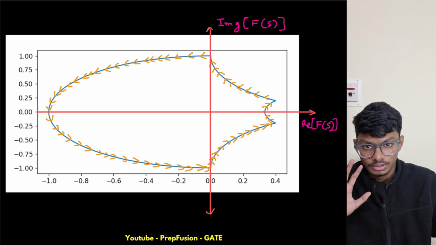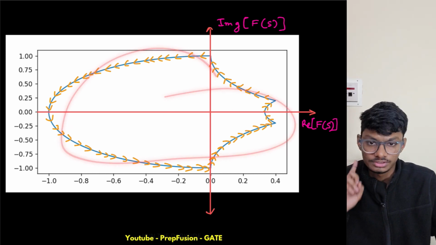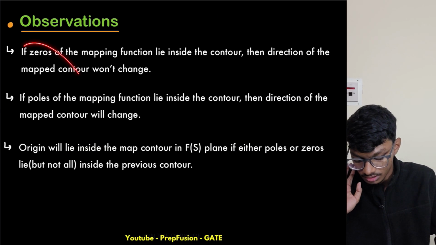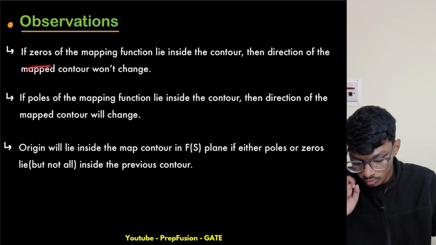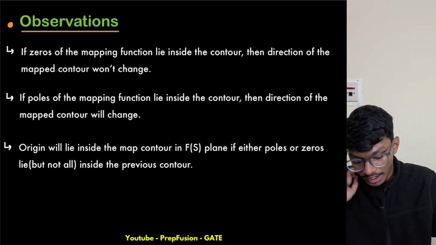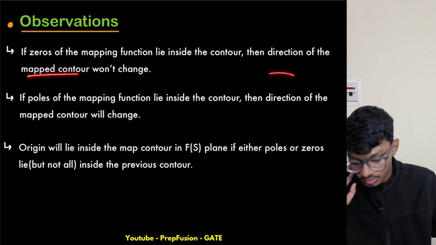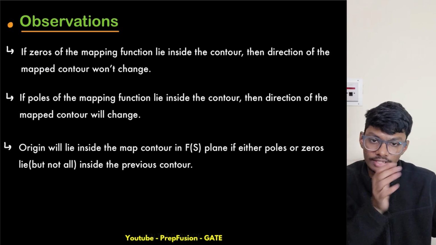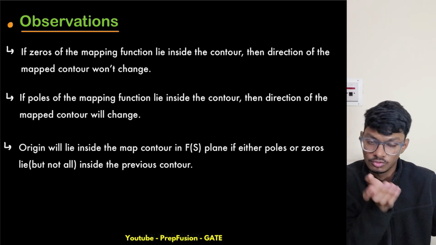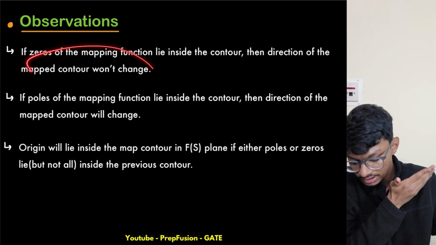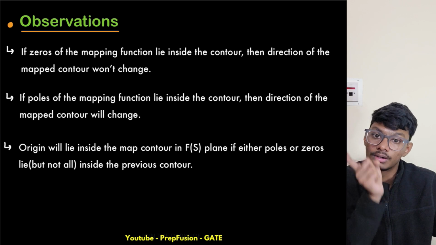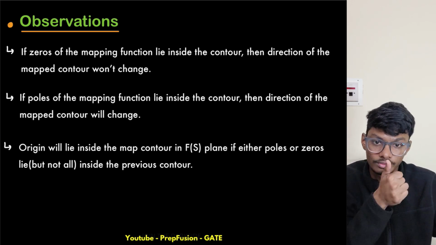From here you can cross verify again. The direction of the contour is anti-clockwise. I have written the points, so you can understand from here. If zeros of the mapping function lie inside the contour, then the direction of the mapped contour won't change. If any zero is lying inside the contour, the mapped contour due to that zero won't change direction.